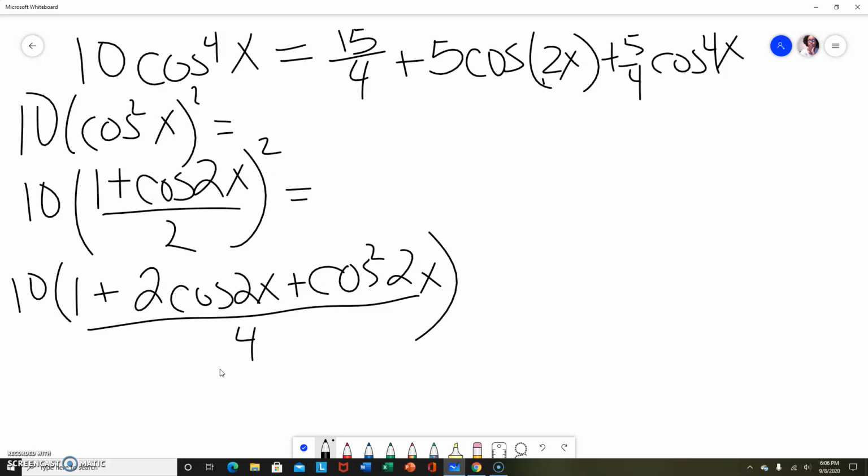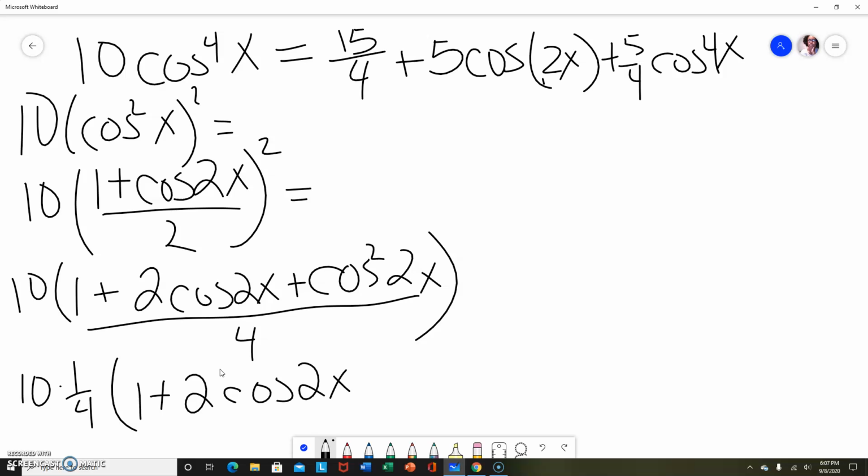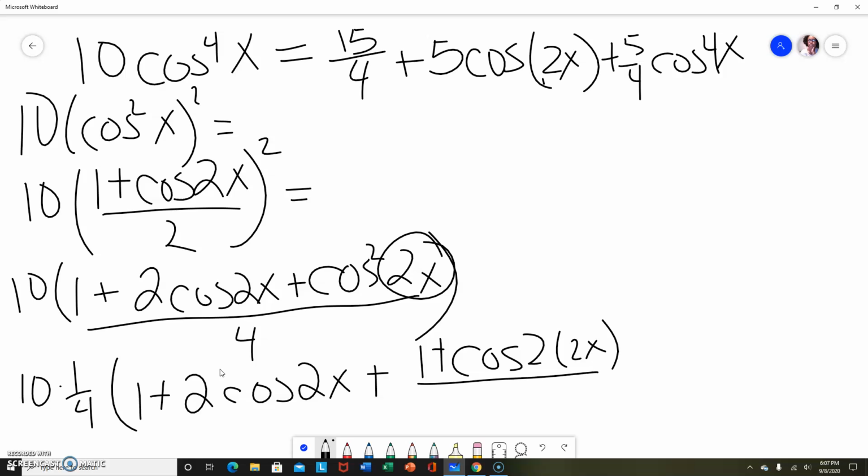Okay, so now I have another cosine squared x. I'm going to use that reduction formula again, and I'm also going to pull out this 1/4. I hope that doesn't bother too many people that I did that. So I have 1 times 2 cosine 2x. And now notice that my x is now 2x. So using my reduction formula, I'm going to get 1 plus cosine 2 times 2x, because that's my new x value basically, divided by 2.